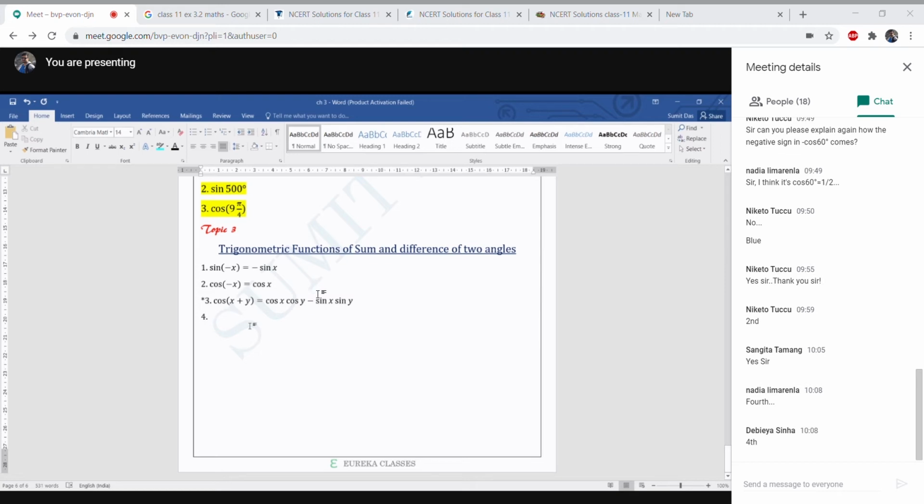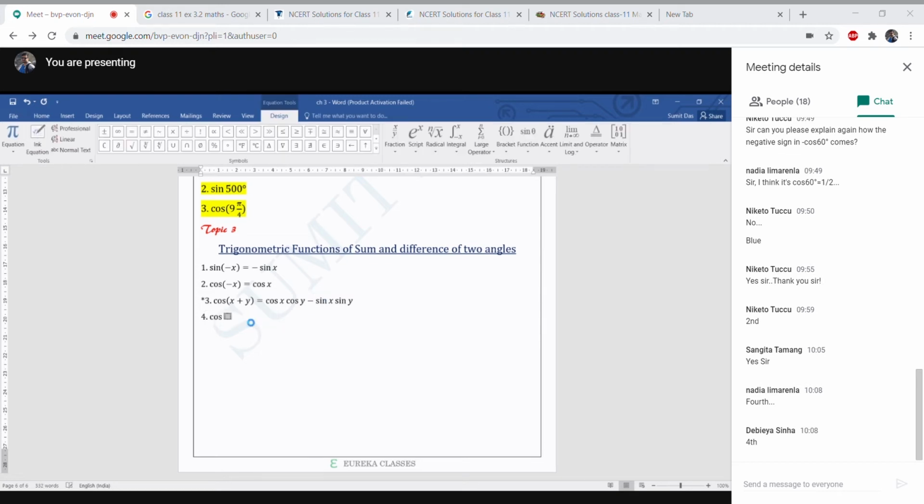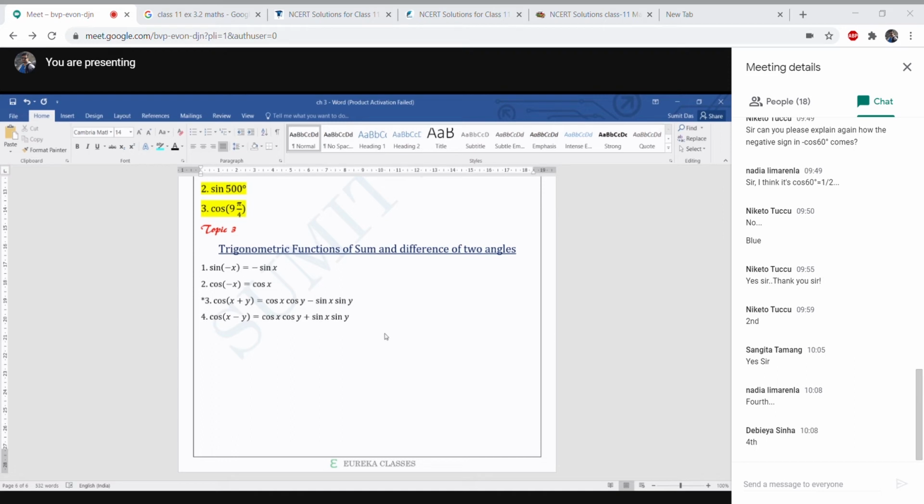Okay, so another formula is cos of x minus y is equal to cos x into cos y plus sin x into sin y. I am showing you how to find this formula.